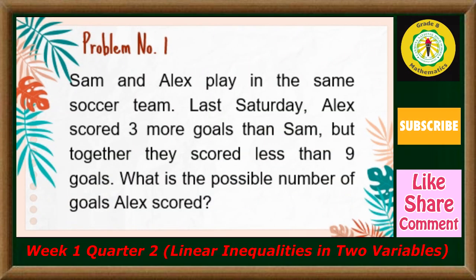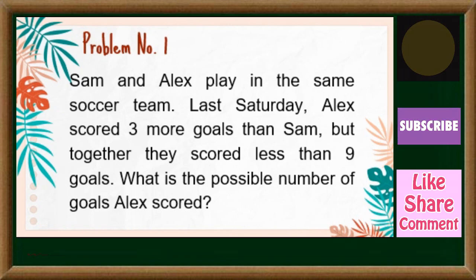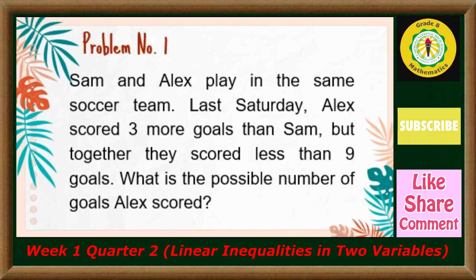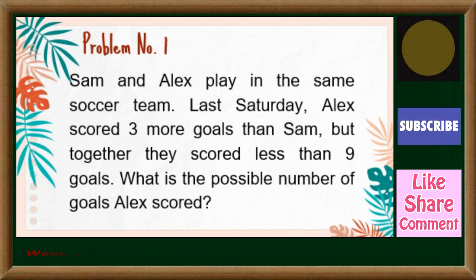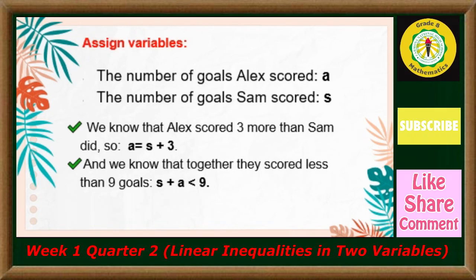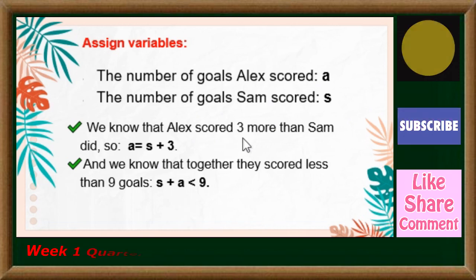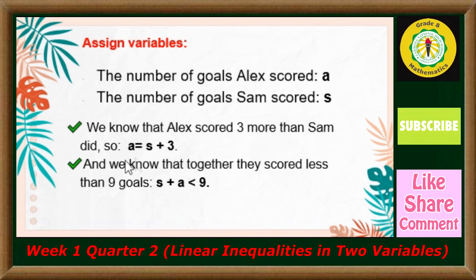Problem number 1. Sam and Alex play in the same soccer team. Last Saturday, Alex scored 3 more goals than Sam. But together, they scored less than 9 goals. What is the possible number of goals Alex scored? For the assigned variables, the number of goals Alex scored is A and the number of goals Sam scored is S. We know that Alex scored 3 more than Sam did, so A equals S plus 3.